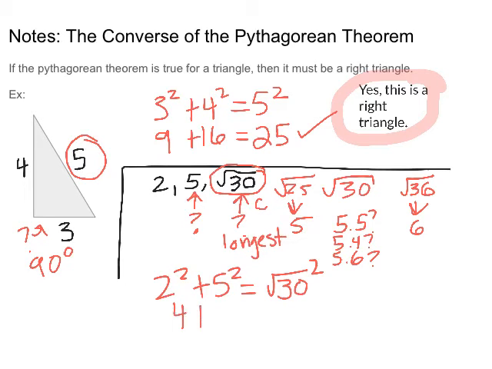That's 4 plus 25 equals, and then square root of 30 squared, that's just 30. And now, is that a true statement? Does 4 plus 25 equal 30? No, it does not. So we say no, not a right triangle.